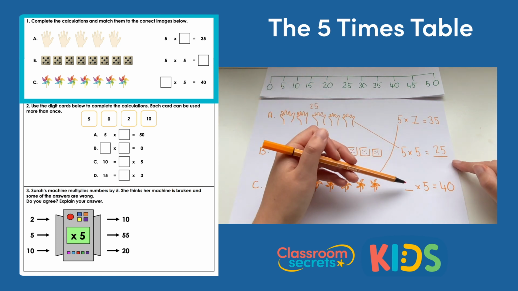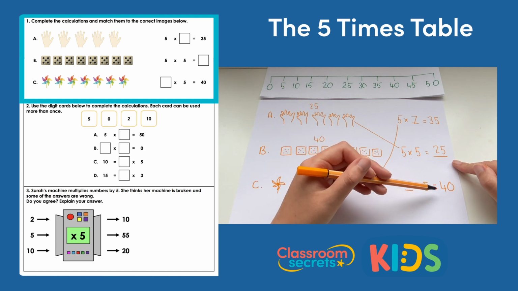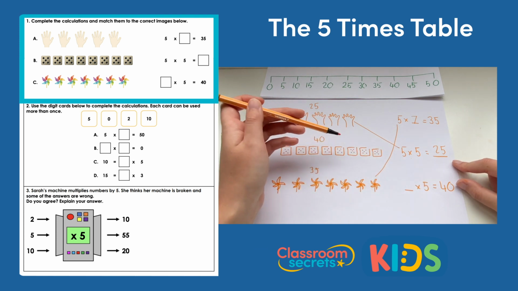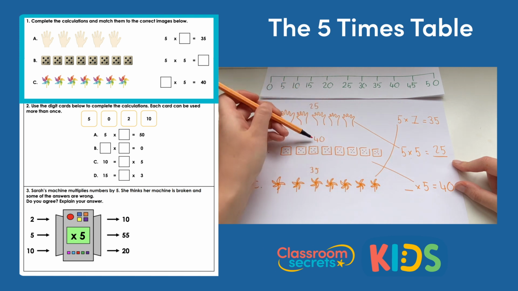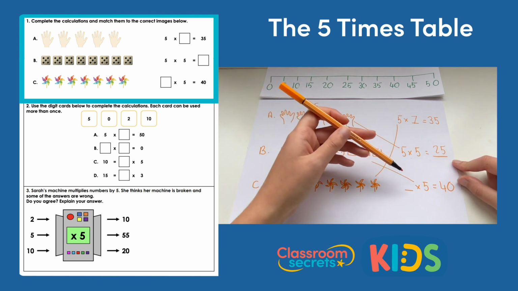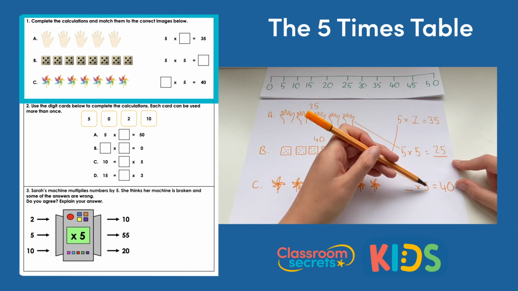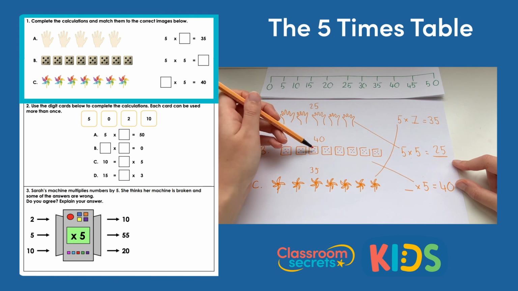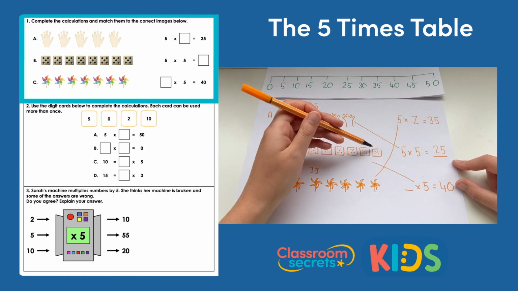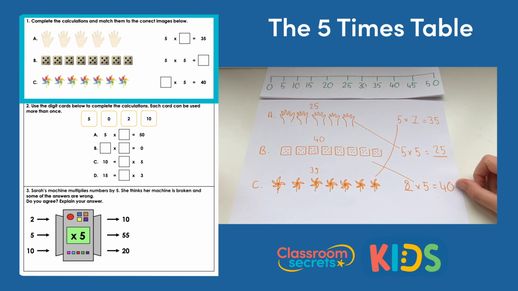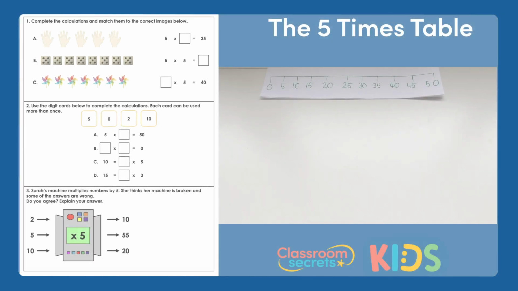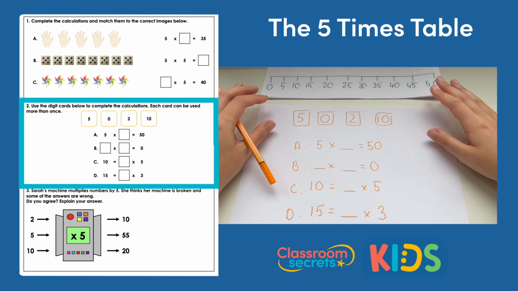So it matches with the hands because there are 1, 2, 3, 4, 5 groups of 5. Finally, something multiplied by 5 equals 40. Well, it matches with the dice. That's the last one left because the dice also show 40. They both represent the same number, but how many groups of 5 are there? 1, 2, 3, 4, 5, 6, 7, 8. 8 groups of 5. 8 multiplied by 5 equals 40. Let's move on to the next question then.